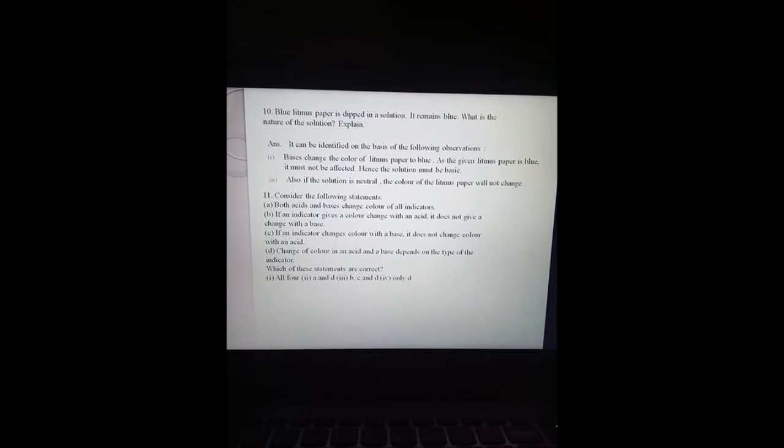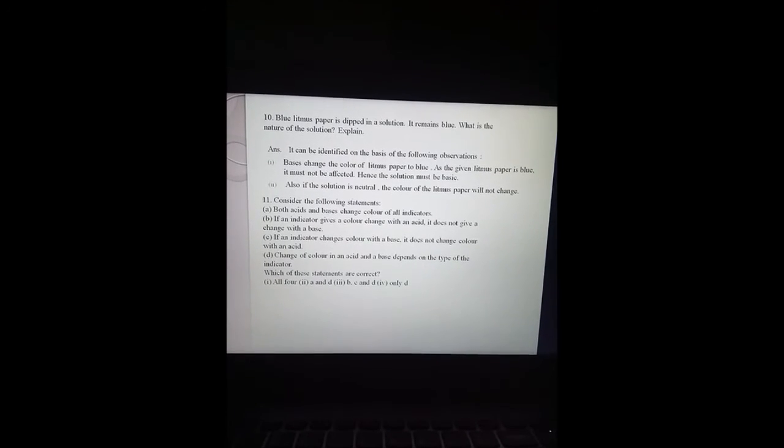The last question is: consider the following statements. A, both acids and bases change color of all indicators. B, if an indicator gives a color change with an acid, it does not give a change with a base. C, if an indicator changes color with a base, it does not change color with an acid. D, change of color in an acid and a base depends on the type of indicator. Which of these statements are correct? Number 1, all 4. Number 2, A and D. Number 3, B, C and D. Number 4, only D. So let's see the statements again.